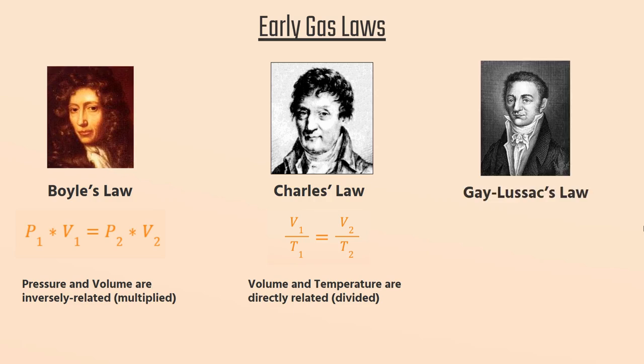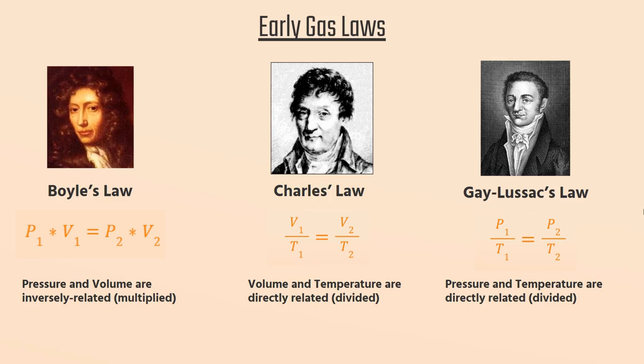We also talked about Gay-Lussac's law, very similar to Charles's law. In Gay-Lussac's law, pressure and temperature are directly related, and just like Charles's law, that leads to them being divided in our algebraic equation here. Now, these laws work when only two variables change at a time. But in real life, there are many situations when all three of these variables, pressure, volume, and temperature, all change.